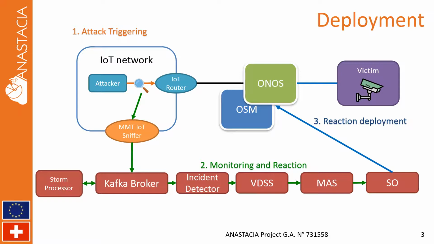The second stage will be the monitoring and reaction, where we will use the MMT IoT sniffer to extract raw IoT packets from the emulated network and feed them directly into the ANASTACIA chain. Finally, the reaction and deployment will take all the countermeasures computed by the ANASTACIA platform and deploy them into the OSM and ONOS controller in order to effectively filter all the ICMP flooding attack that is going from the emulated IoT network towards the victim.